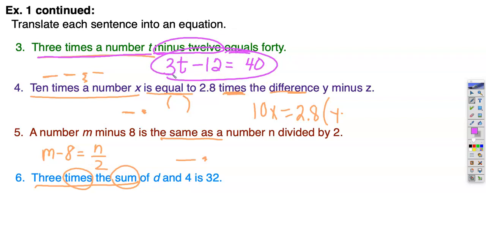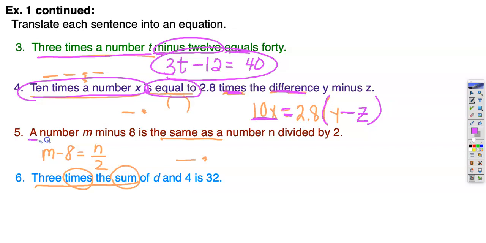Number 4, 10 times a number. So here we have 10 times a number, x. So they specify to use the letter x, is equal to, so we have our equals. And then we have 2.8 times the difference. So we have 2 operations side by side like that. So we're going to take 2.8 times the difference of something. So we're going to have to enclose that in parentheses. And it's the difference of y minus z. So when you have 2 operations like this side by side, you're going to have to include those parentheses.